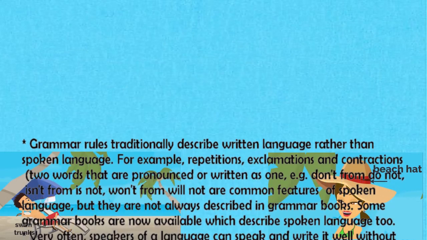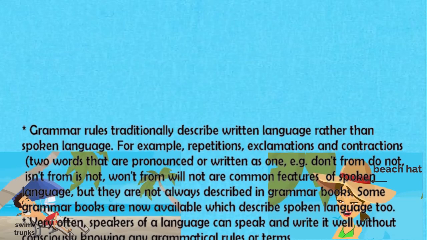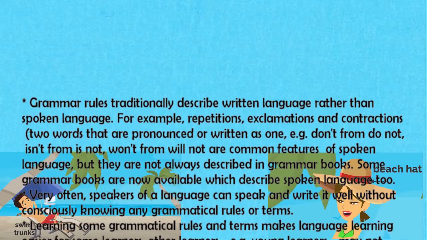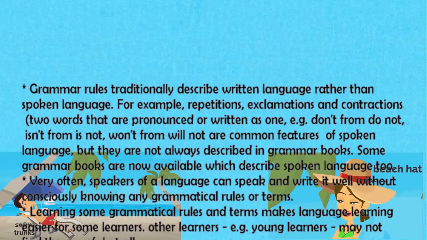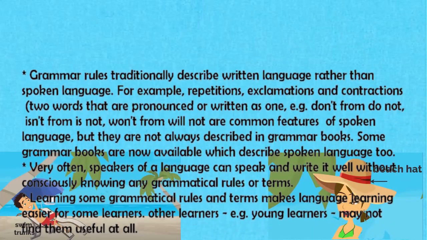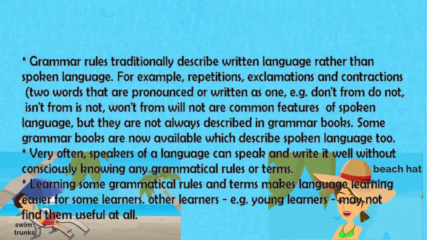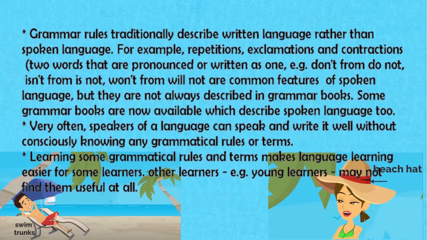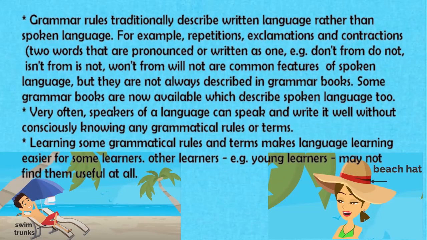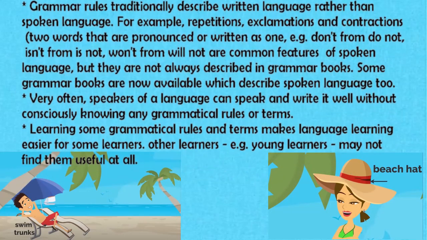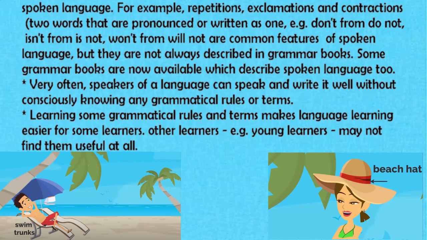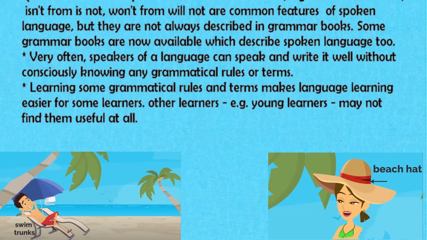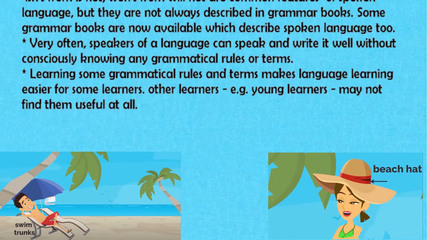Grammar rules traditionally describe written language rather than spoken language. For example, repetitions, exclamations, and contractions, which are two words that are pronounced or written as one. For example, don't from do not, isn't from is not, won't from will not are common features of spoken language, but they are not always described in grammar books. Some grammar books are now available which describe spoken language too.